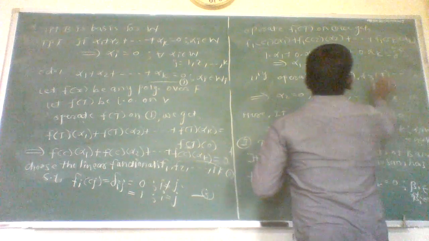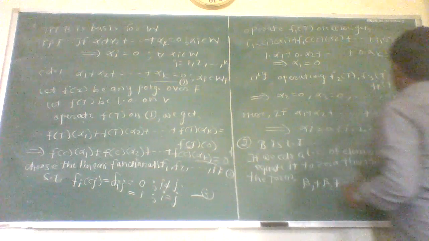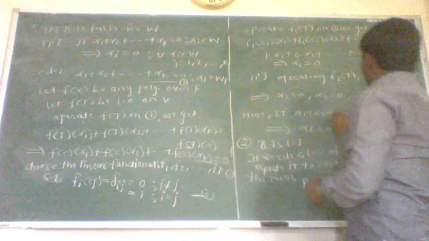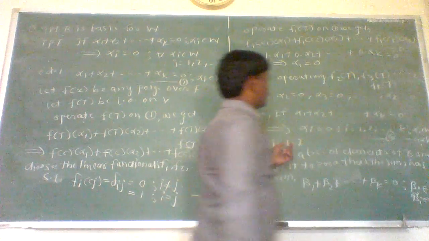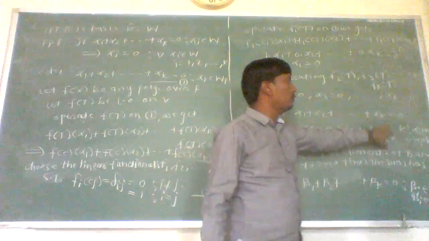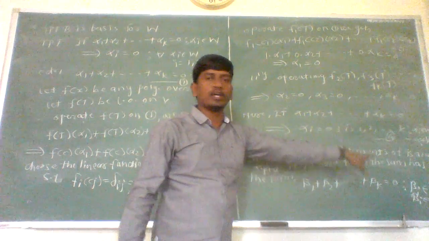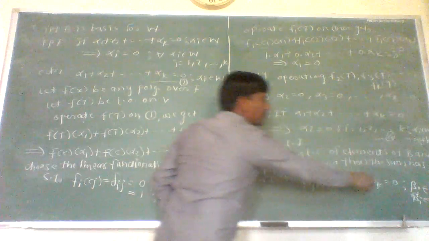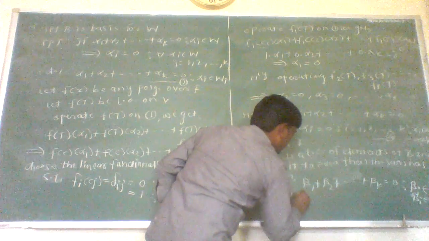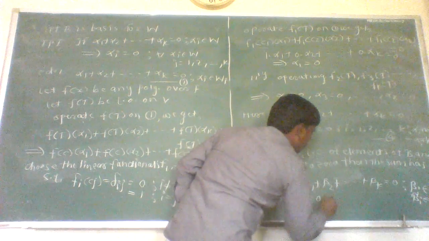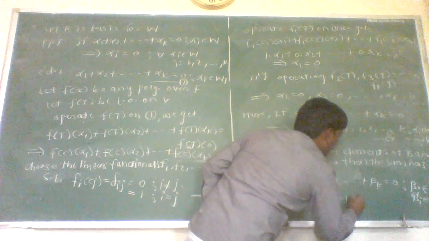Then from this equation 4, if alpha 1 plus up to alpha k is equal to 0, then each alpha i must be equal to 0 for each alpha i belonging to Wi. As here each beta i belongs to Wi, this sum must be equal to 0, which implies each beta i is equal to 0 for all i from 1 to k.